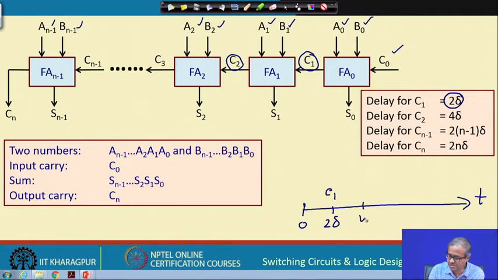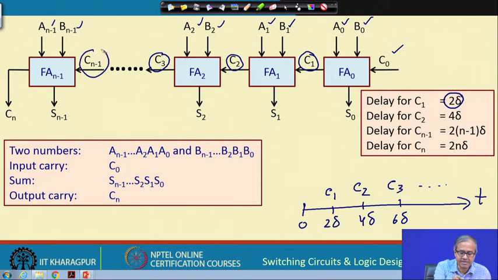So, C2 will be generated at 4 delta time. Similarly, C3 will be generated at 6 delta time, right. So, in this way, if you continue, then Cn minus 1 will be generated after twice n minus 1 delta, and the final carry output Cn, it will be generated after twice n delta, right. This is the total delay for the carry.